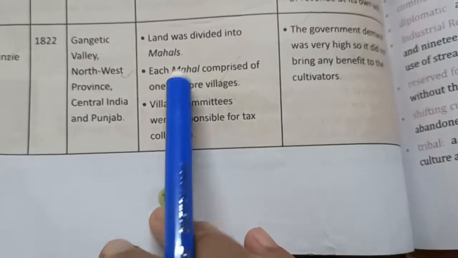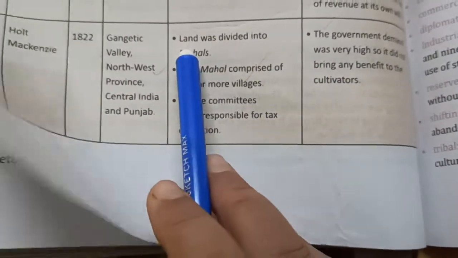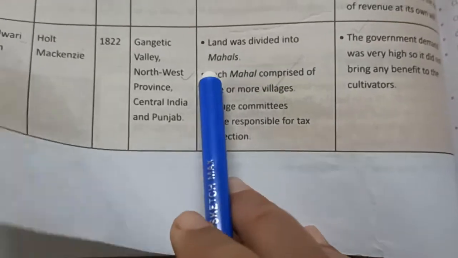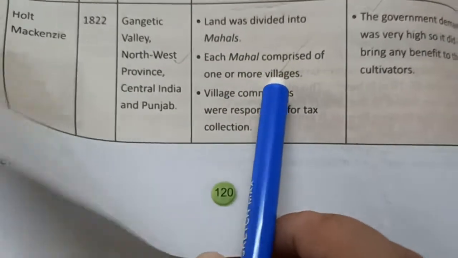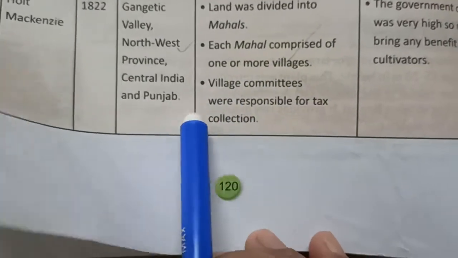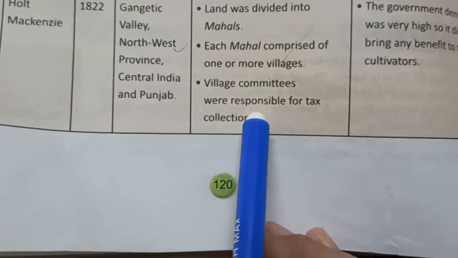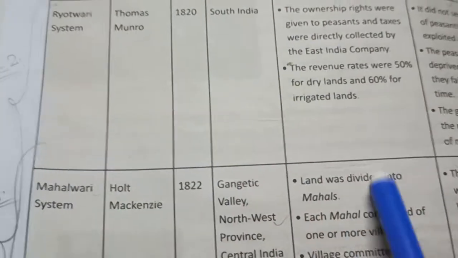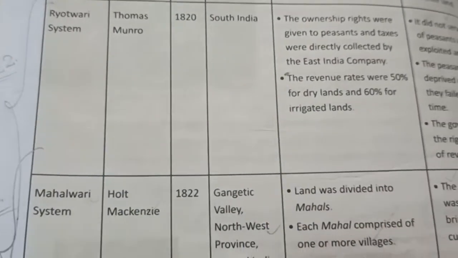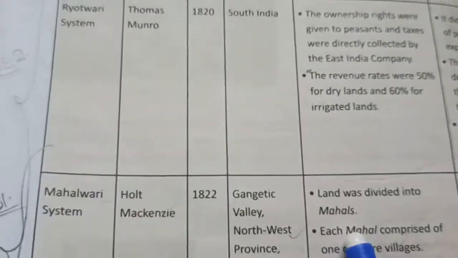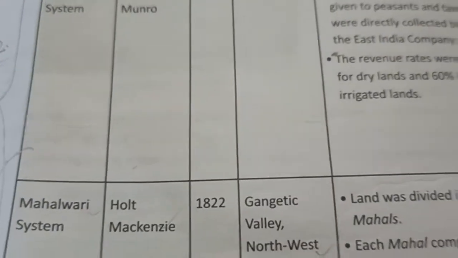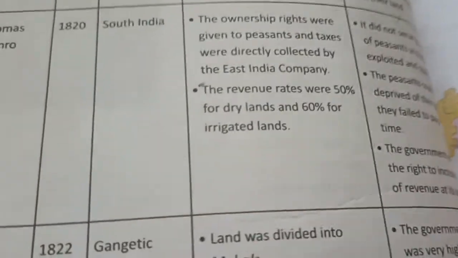And what was in the Mahalwari system? Land was divided into mahals. Each mahal comprised of one or more villages. Village committees were responsible for tax collection. In point-wise, tabular form, this difference I will give in the PDF. Now take out the third question.